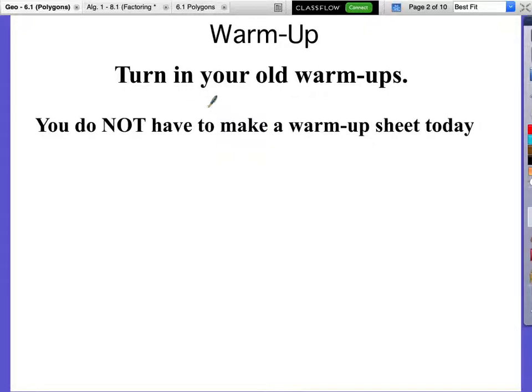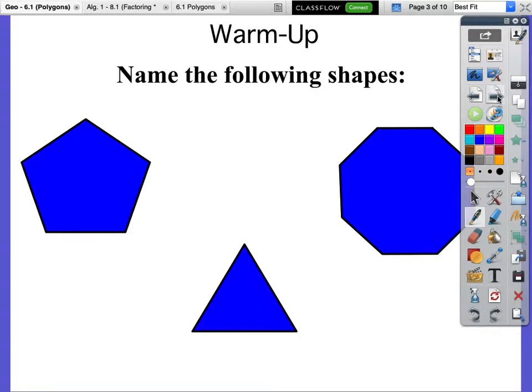Okay, so we're starting 6.1 here, talking about polygons. So first and foremost, we have some definitions.